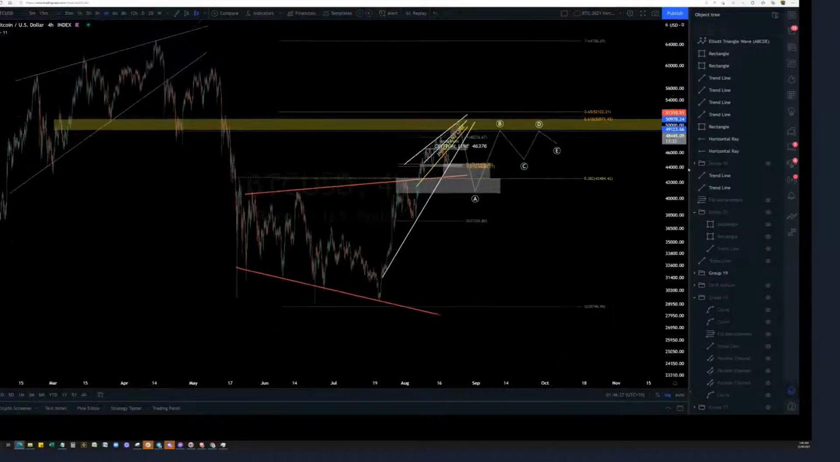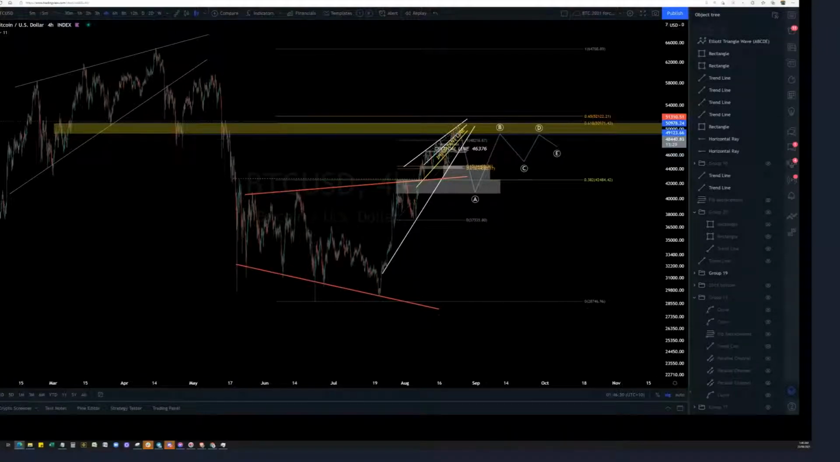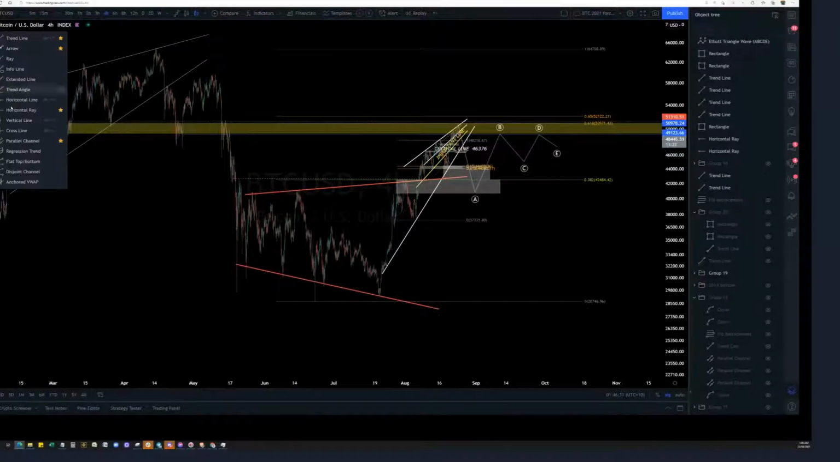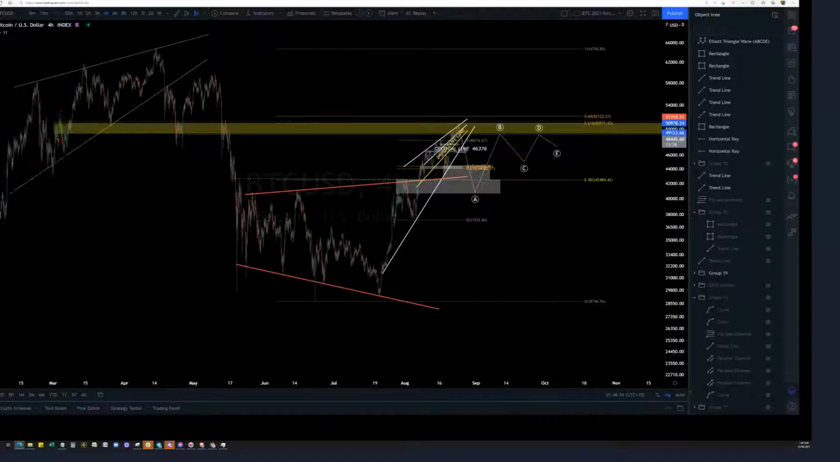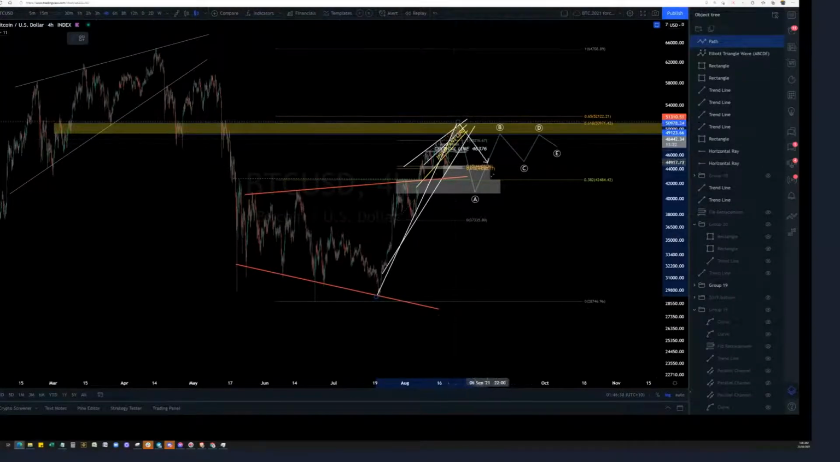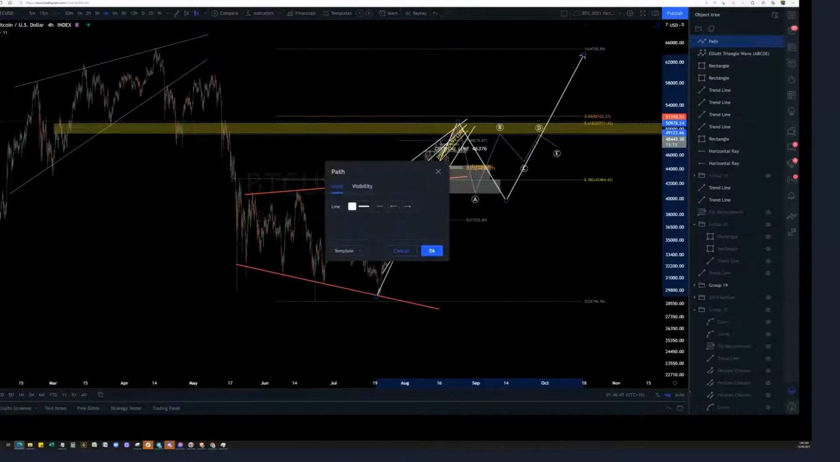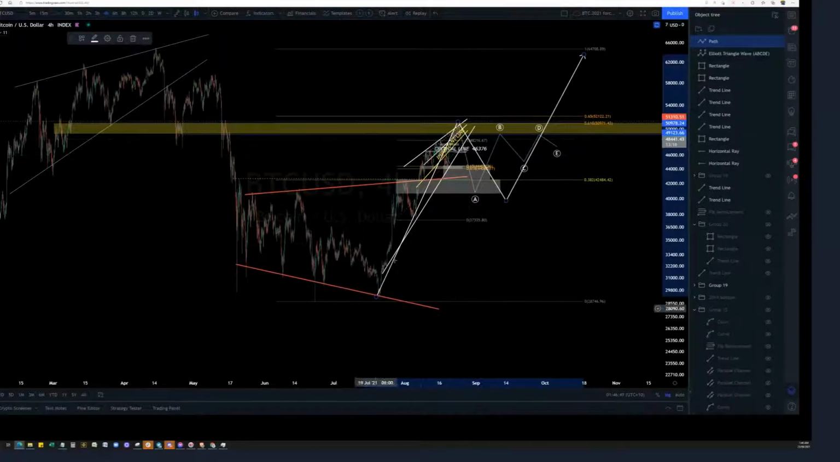The alternative is a 1, 2, 3 move on the macro scale. So we have our A, our B, and then our C, and this will probably be a 1.618 extension. We'll get to that later, but that's basically what I see.